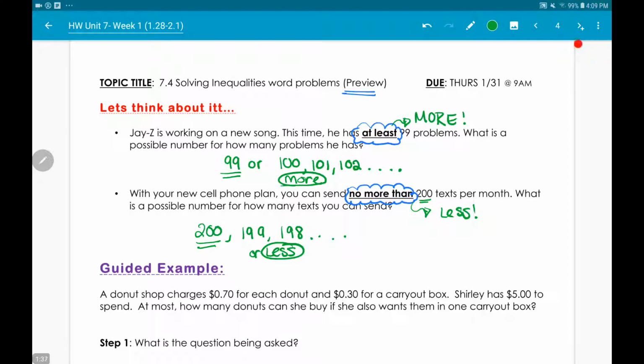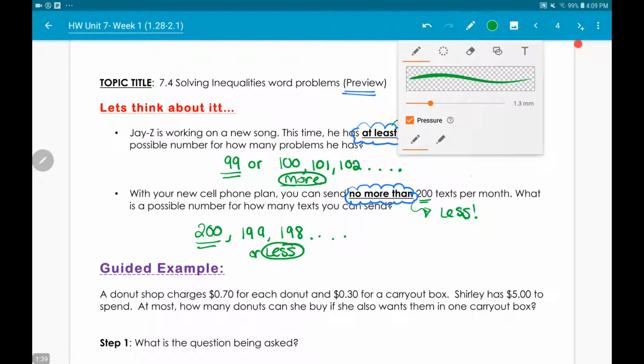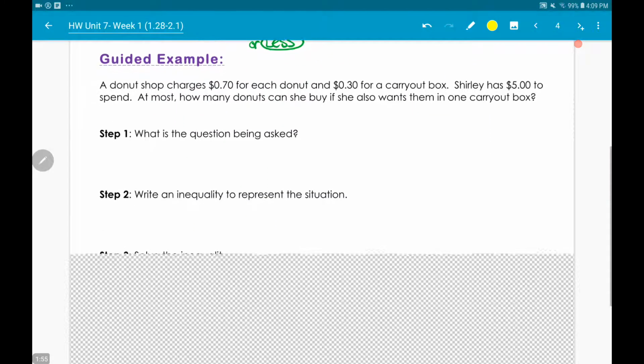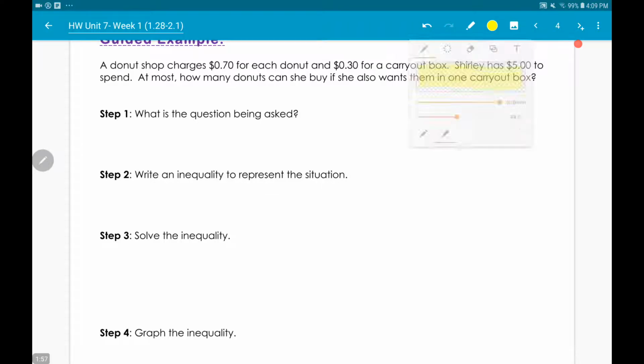So we need to be careful because at least looks like the word less, but it actually means more. And no more than literally has more than in it, but that no changes its meaning to less. So when we're doing these problems, we need to be super mindful of that. All right, let's move into our guided example.